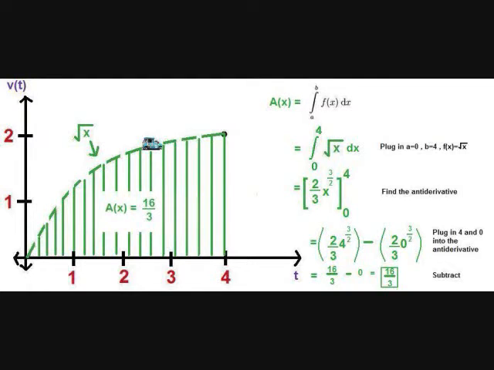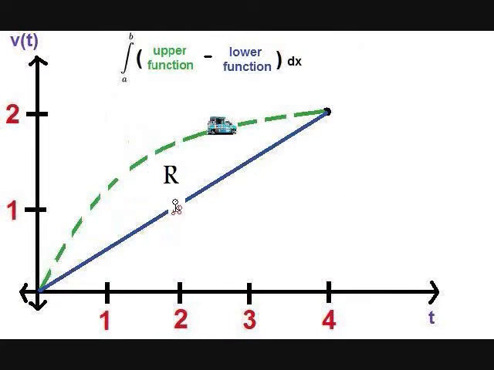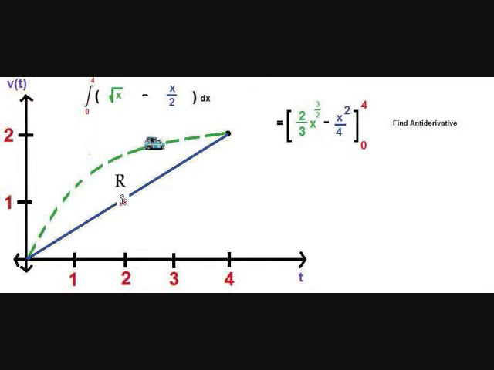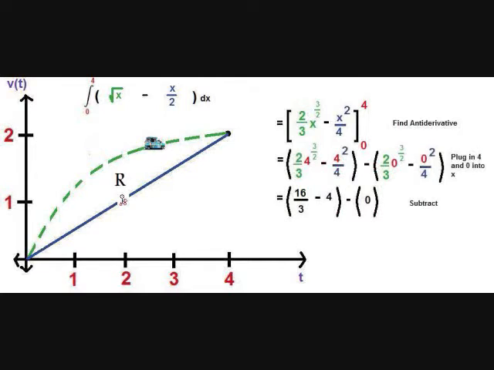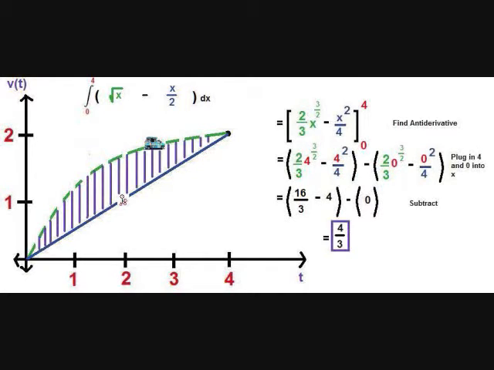To find Zarifa Tifa and Ryman Summers' difference in distance, also known as region R, you get the integral from a to b, upper function minus lower function dx. Replace a with 0, b with 4, upper function with Zarifa Tifa's route, which is square root of x, lower function with Ryman's route, which is x over 2. Then find the antiderivative. Next, plug in 4 and 0 and subtract. The total difference in distance, also known as region R, is 4/3.